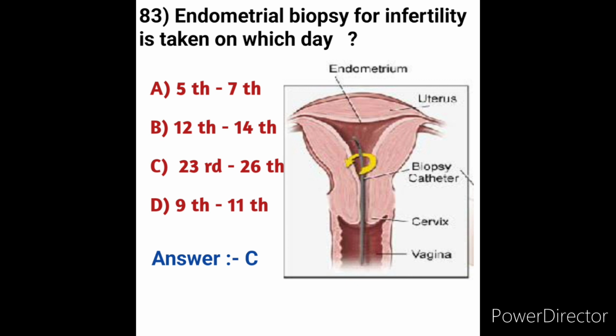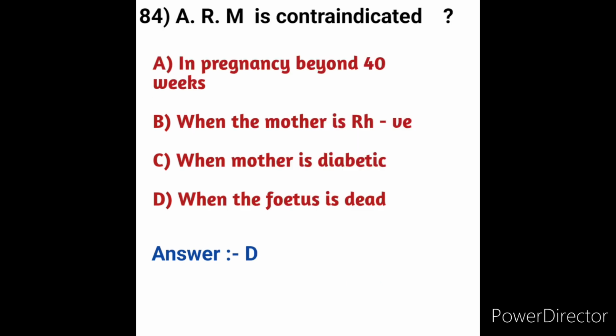Next, move on to question number 84. ARM is contraindicated. We will see the options here. Option A, in pregnancy beyond 40 weeks. Option B, when the mother is Rh negative. Option C, when mother is diabetic. Option D, when the fetus is dead. What is ARM? ARM means artificial rupture of membranes.